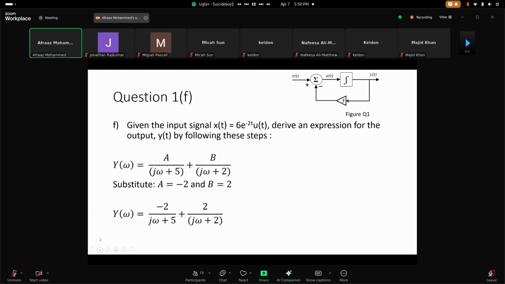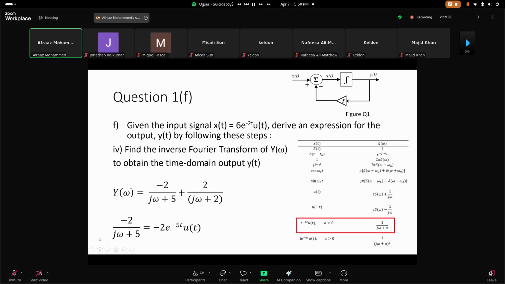All right, so now that we have the equation that is decomposed, what we need to do is find the inverse Fourier transform of Y of omega to determine the time domain output y of t. So again, this is the Y of omega that we just found, and to find the time domain output, we will take terms one at a time.